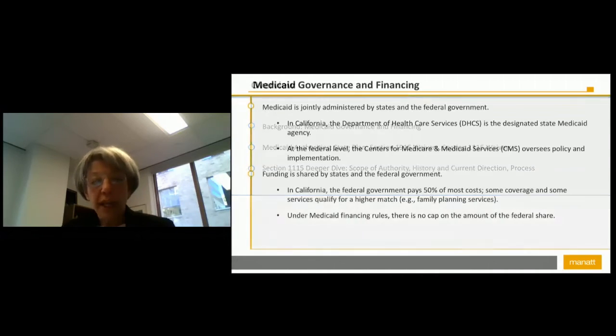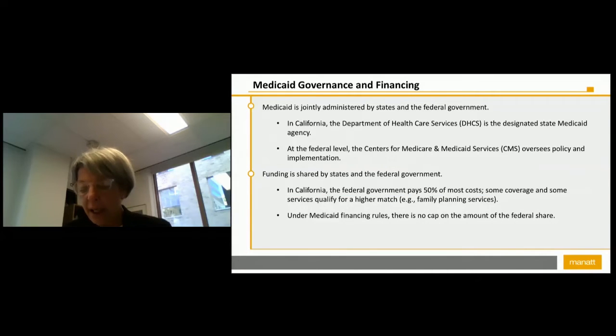So let's start. I think all of this needs the backdrop of how Medicaid is structured. And I think probably most people listening to this webinar know that it's jointly administered by the states and the federal government. In California, it's administered by the Department of Healthcare Services, and at the federal level, the Centers for Medicare and Medicaid Services, CMS.